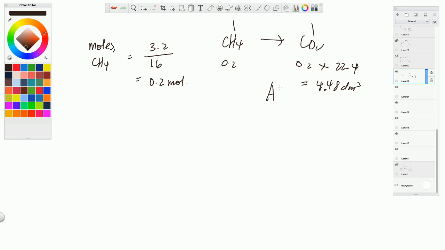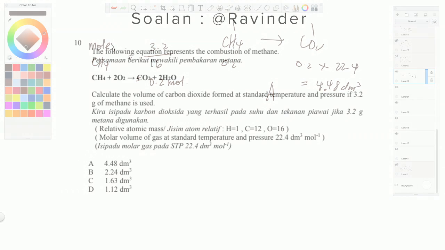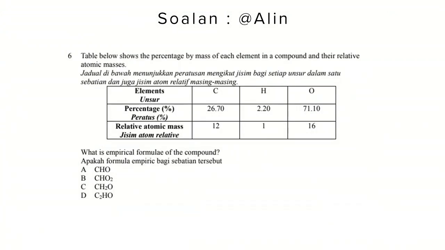So the answer is A. You just take the amount of moles. The ratio is 1 to 1 times molar volume. Okay. The question already gave you 22.4, so you must use 22.4. All right. Okay. Next question, please. Okay. Another calculation. Wow, you guys are on a roll.